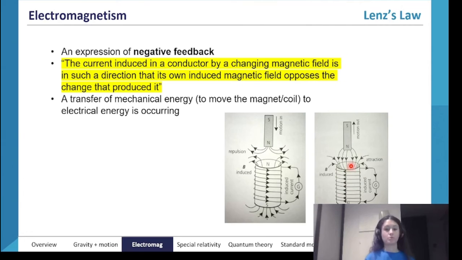And it's going to pull the magnet back in. Okay, so that is basically the overview of Lenz's law and how it applies.